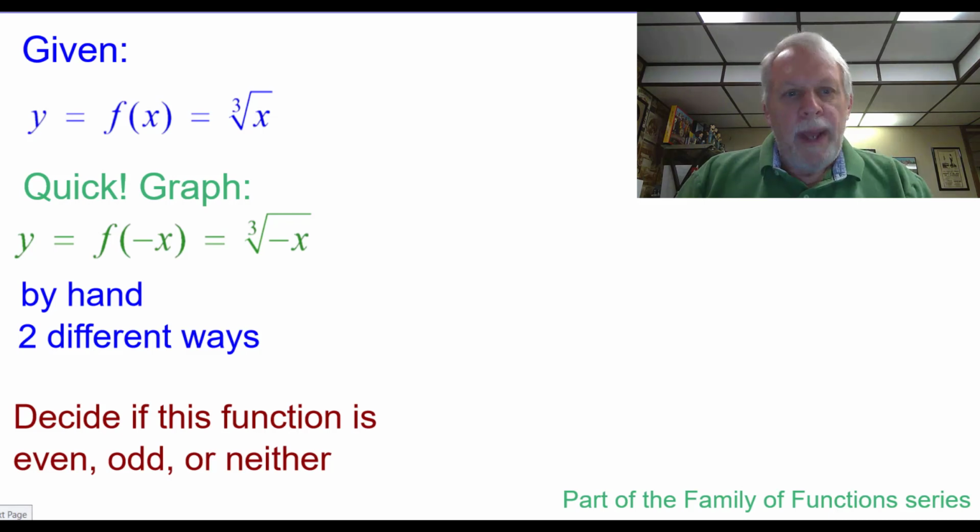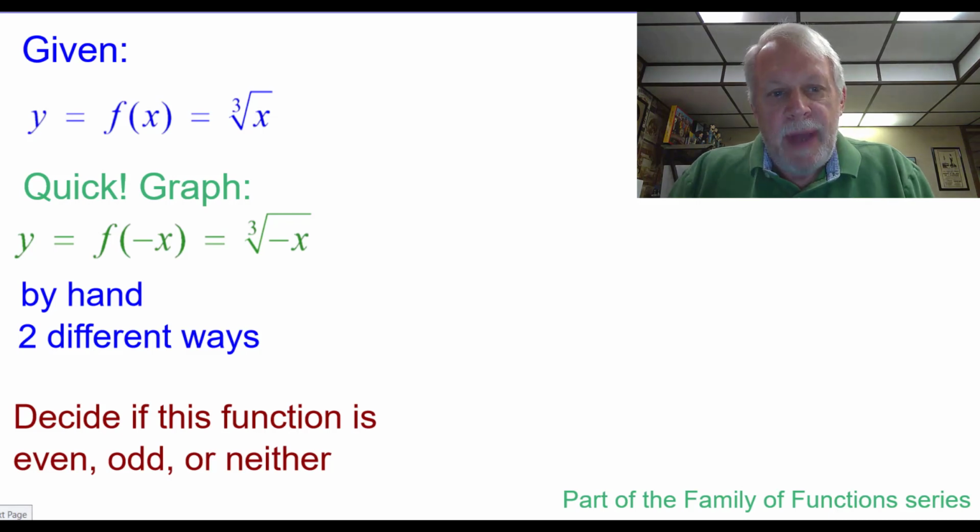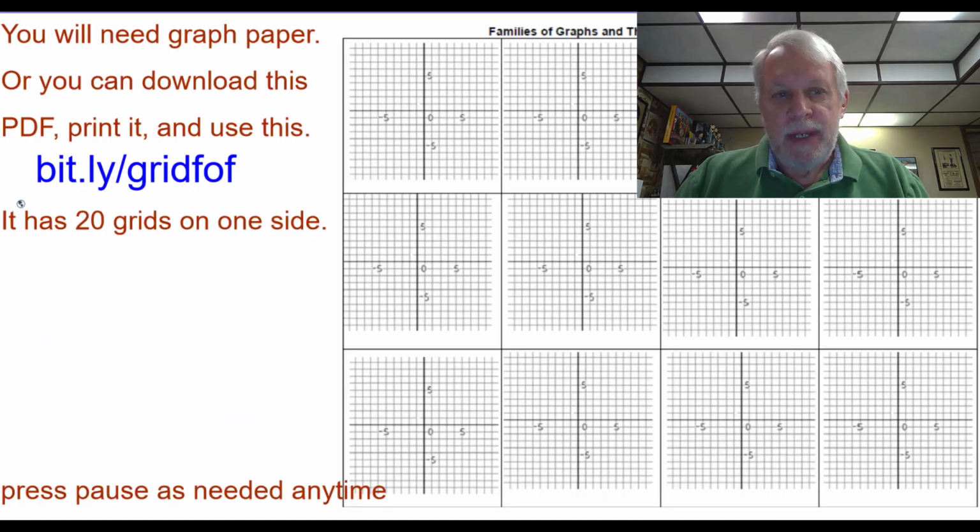Quick, graph y equals the cube root of the opposite of x by hand 2 different ways, and decide if the cube root function is even, odd, or neither. This is part of the Family of Functions series.